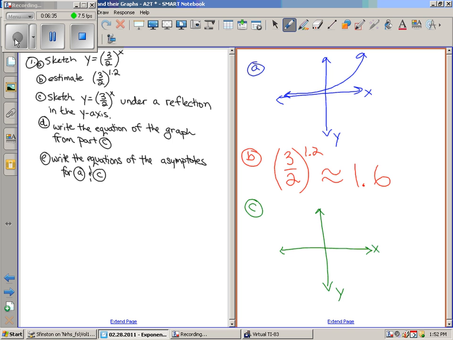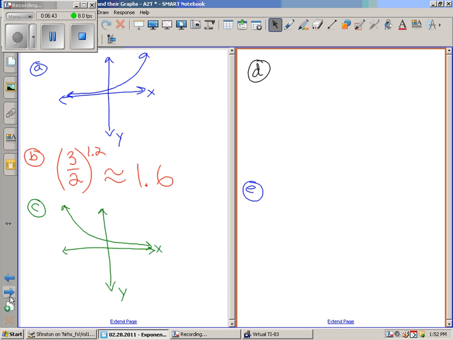Swings around the y-axis and suddenly becomes an exponential decay. There's that one. How easy is this? Oh my God, it's cake. Butter cake. Vanilla cake. It's red velvet cake. Love red velvet. Okay.